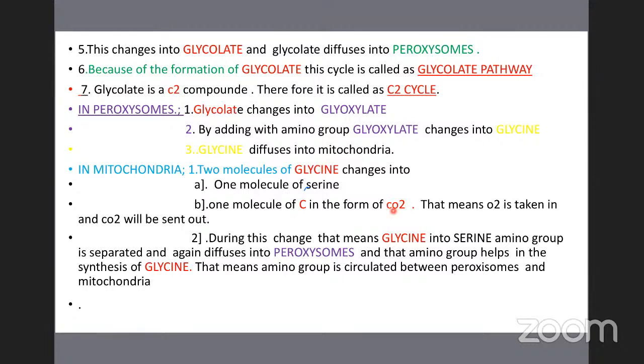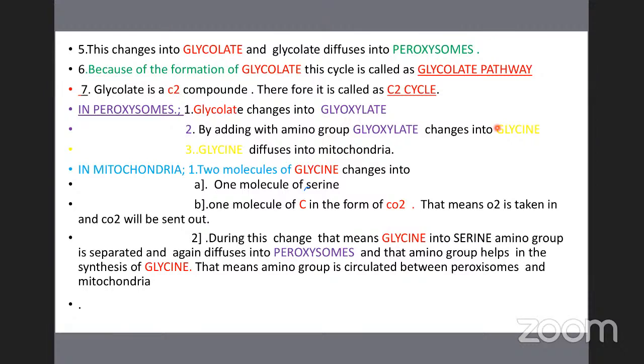And during the changing of glycine into serine, the amino group will be separated, and again it diffuses into the same place, peroxisomes. And that amino group is again ready to help in the synthesis of glycine. That means again it is ready to combine with the glyoxylate in the synthesis of glycine.